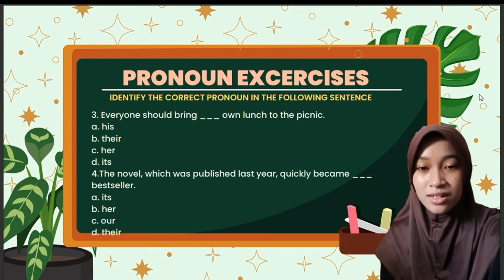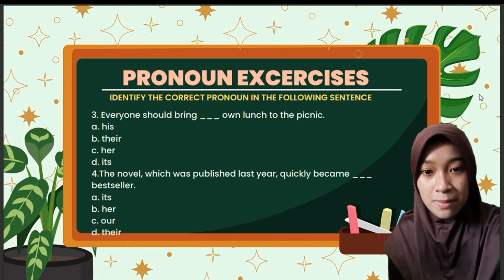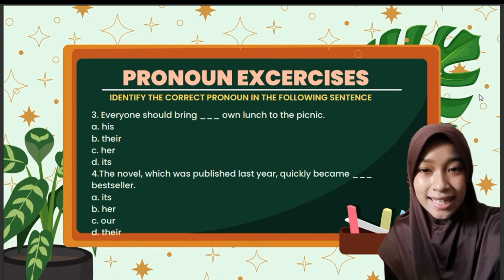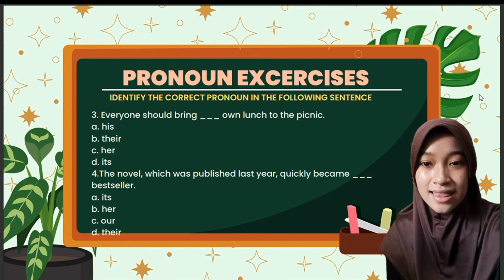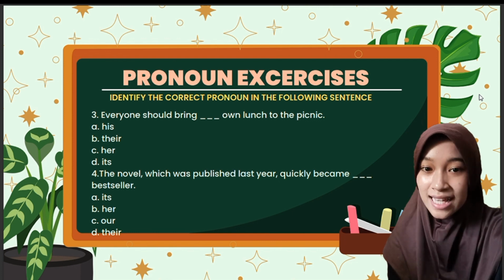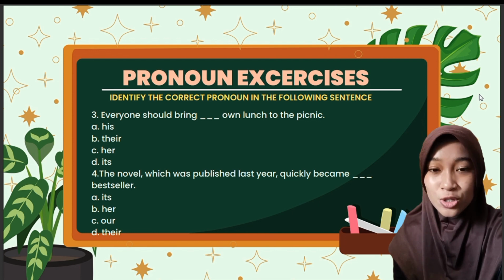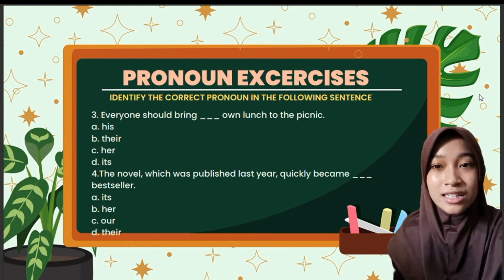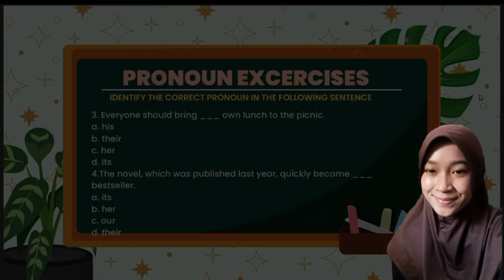Question number 4. The novel, which was published last year, quickly became blank bestseller. A. Its, B. Her, C. Our, and D. Their. The correct answer is A. Its. In this context, the pronoun it is used to refer back to the novel. The possessive form is appropriate here to convey ownership.